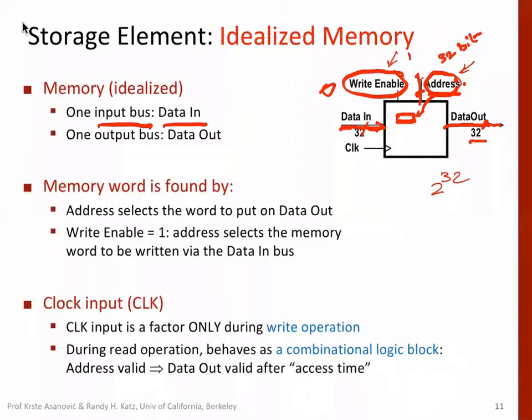So I am repeating. For reading, the memory works as a combination logic block, which means the read can be done at any point in time. Writing can be done only when the clock is going up, and at the same time write enable is 1. Then whatever data is available on the data in bus will be written into memory.